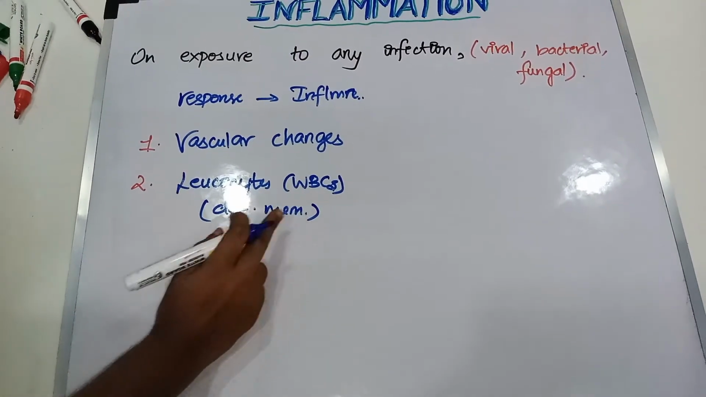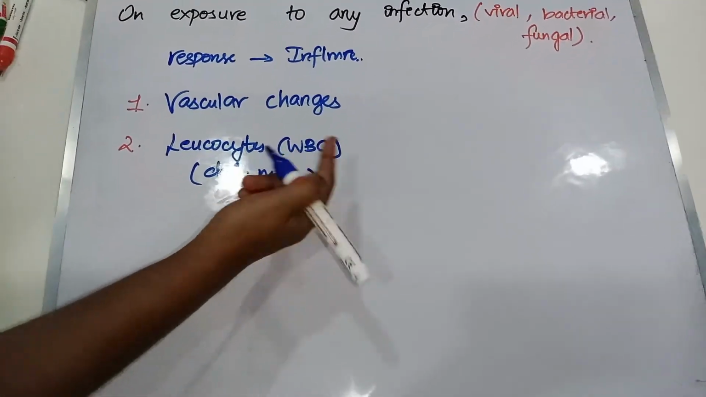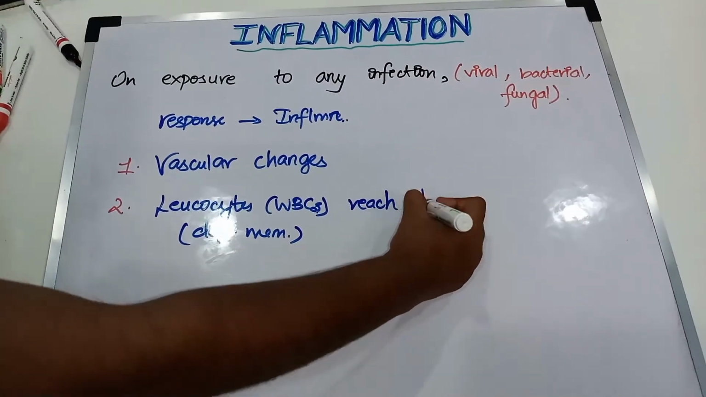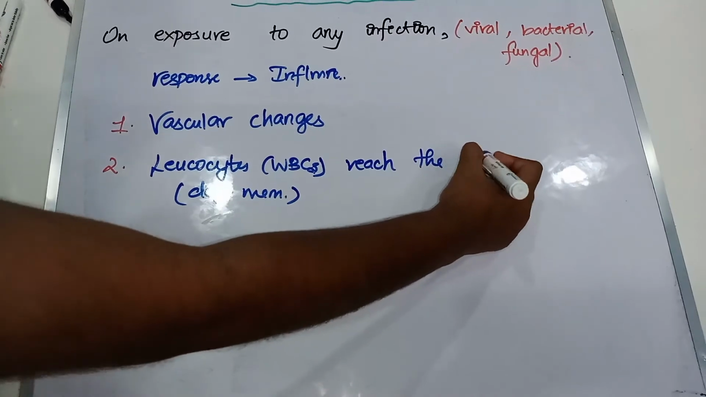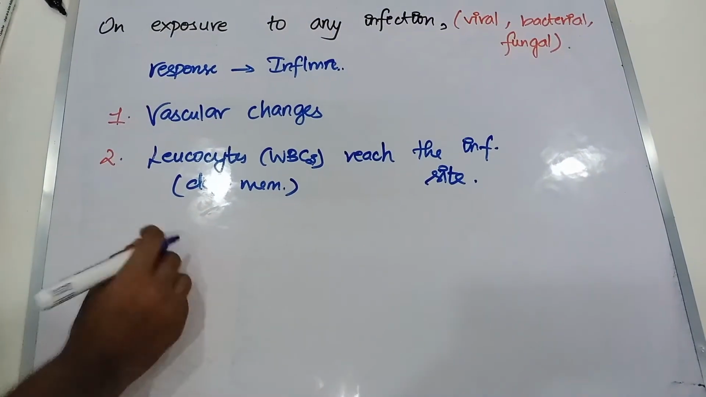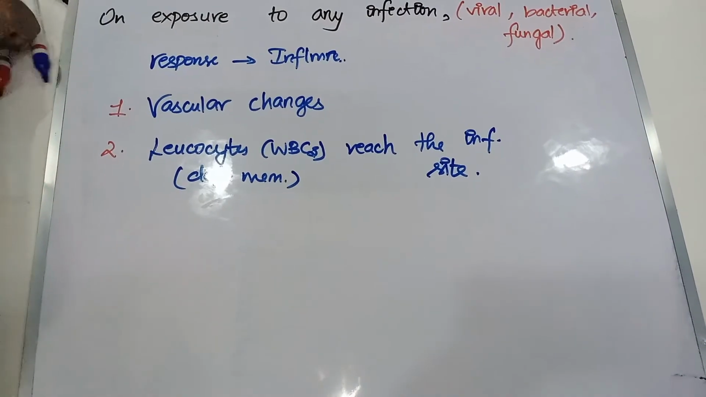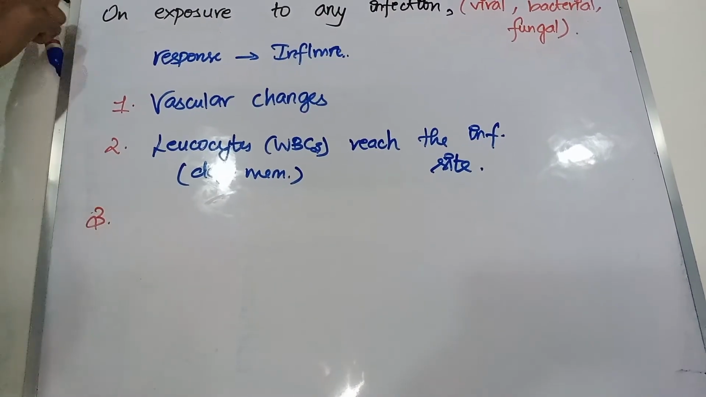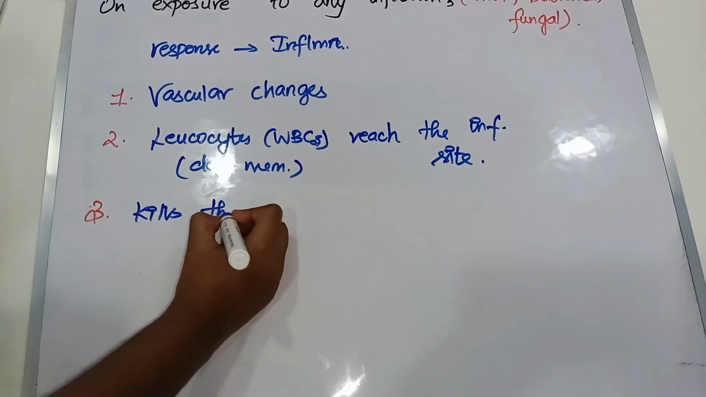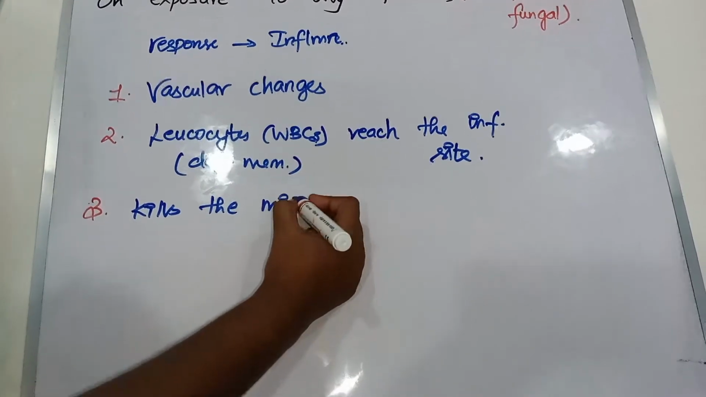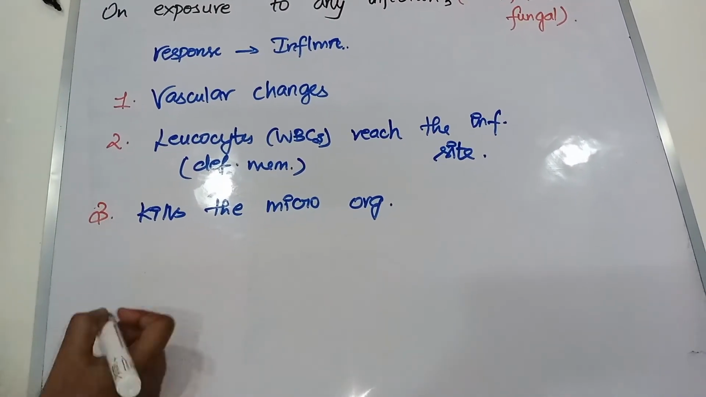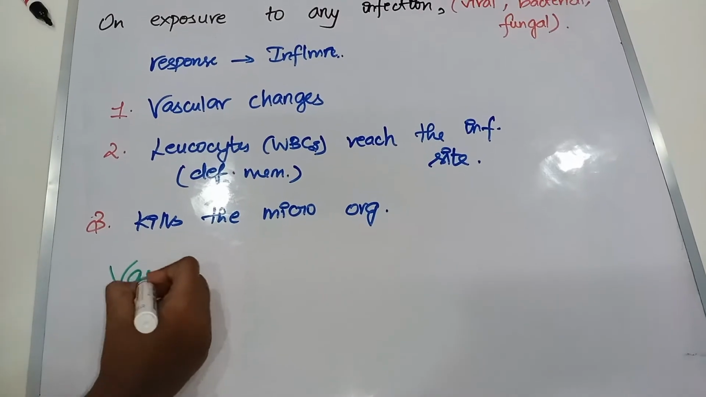Not only WBCs, certain other cells also act as defending members. They reach the infected site. And the third one, these WBCs kill the microorganisms. So we'll deal with each topic in detail. Firstly, the vascular changes.